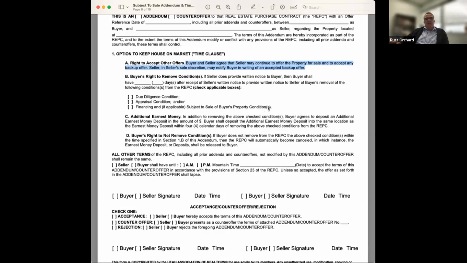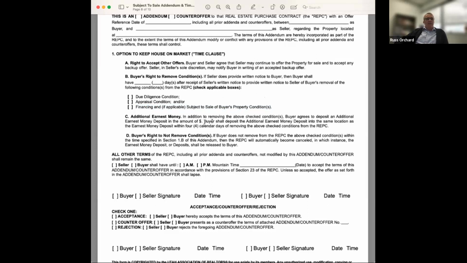So, just another thing to point out, notice that this one is both financing and the subject to the sale of the buyer's property conditions. I think a lot of times people will think, well, we'll just remove the subject to the sale and we could still use the financing as a way to back out. But you'll notice on this, if we check this box and we give them written notice, they've got to remove their financing condition as well. Okay. All right.